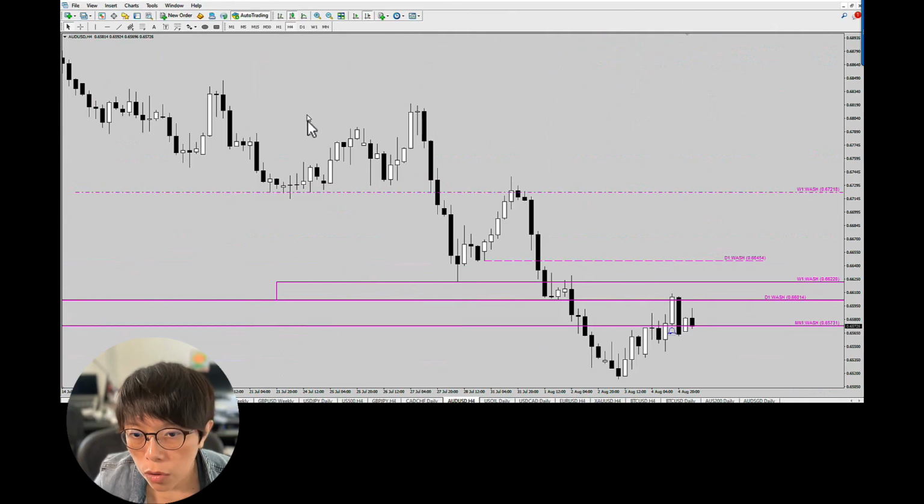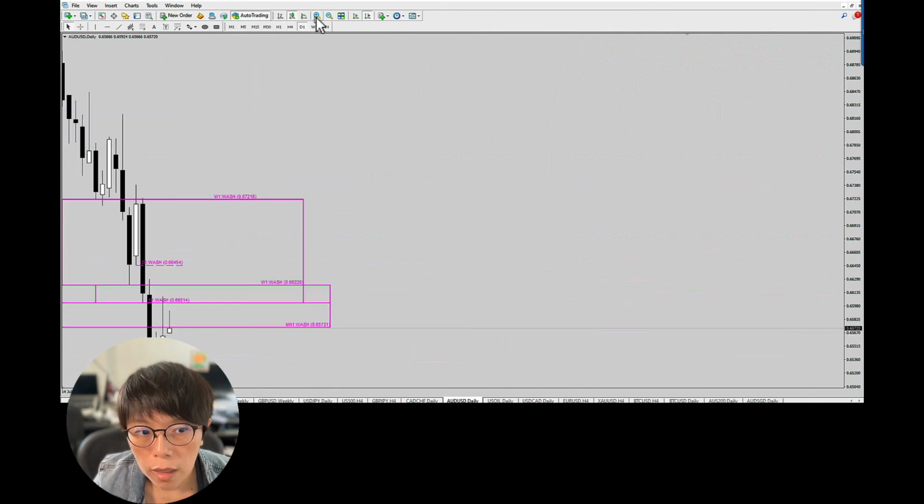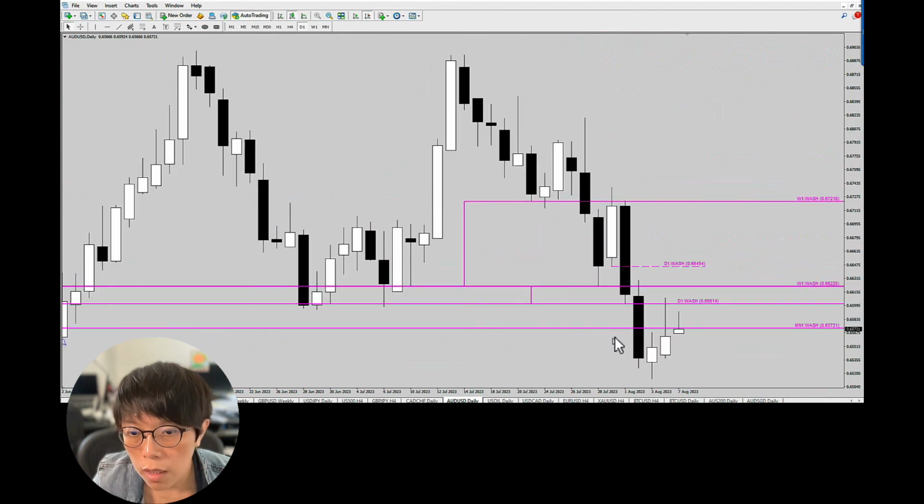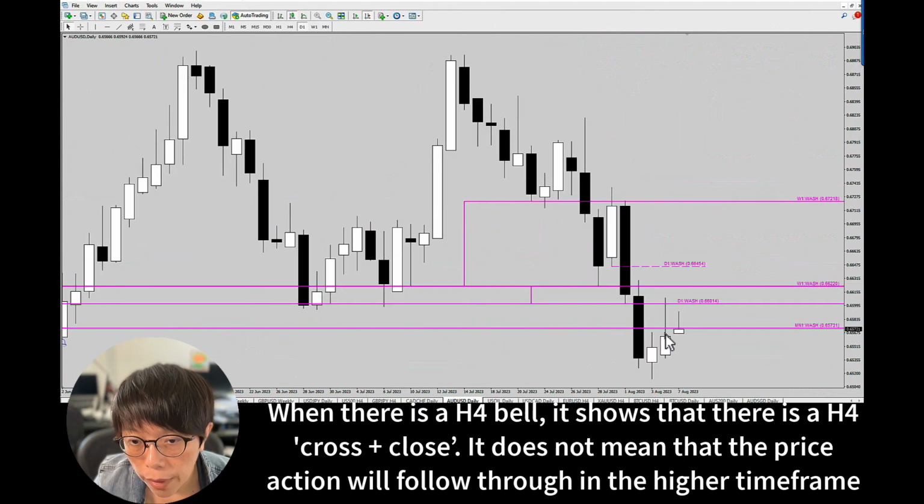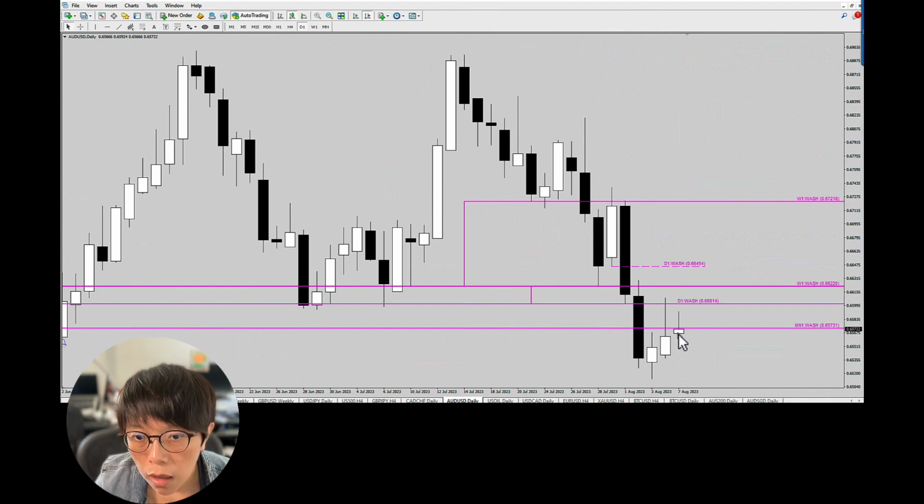What I'm trying to illustrate in this example is that when you take that same set of wash lines and switch into a day time frame, so this is a day time frame, there is no bell, because the bell only happened when the H4 closed above the wash lines, but there isn't a close in the day time frame. That means the day time frame didn't close above that. So what you have to assume here is that after all this, the day is still below the wash lines, the magenta wash lines. There's no bullish signal here.